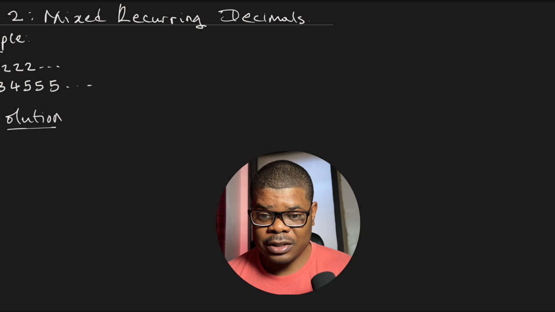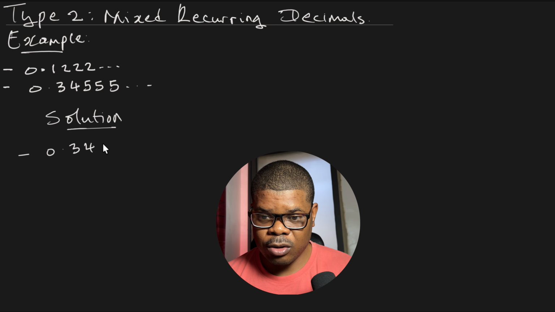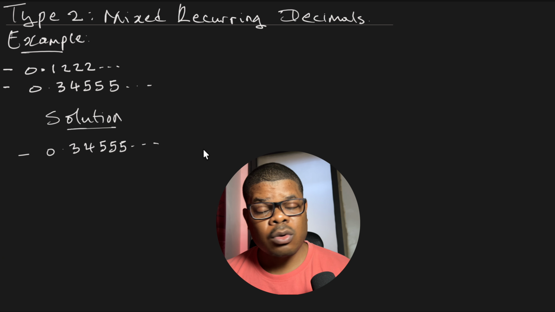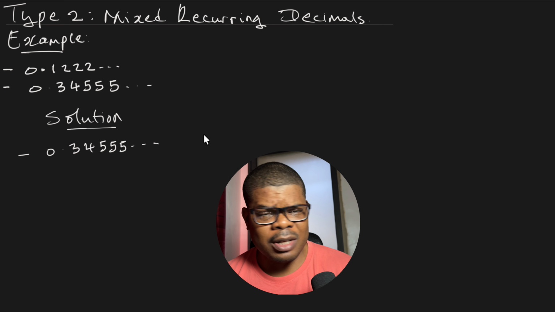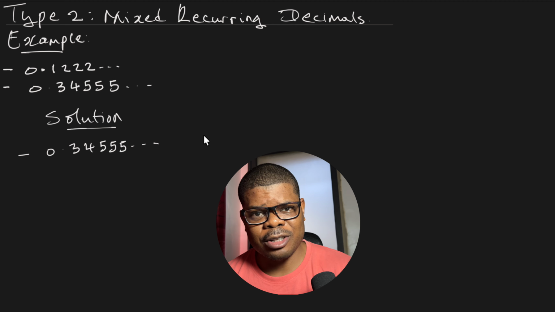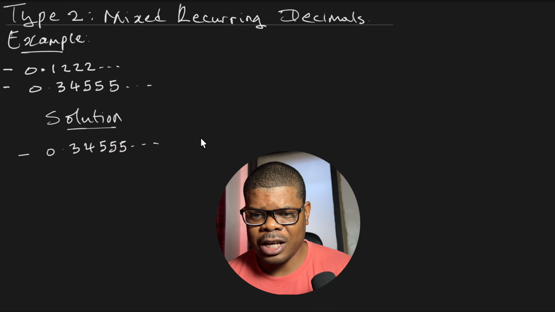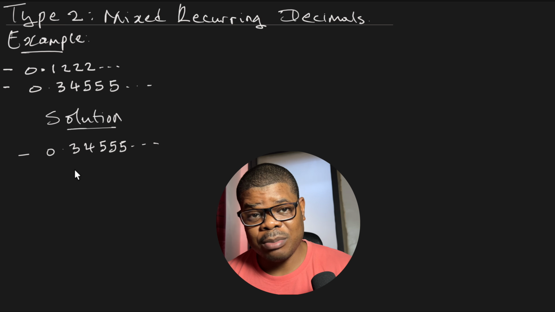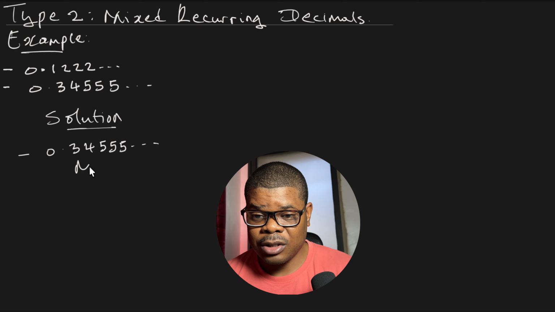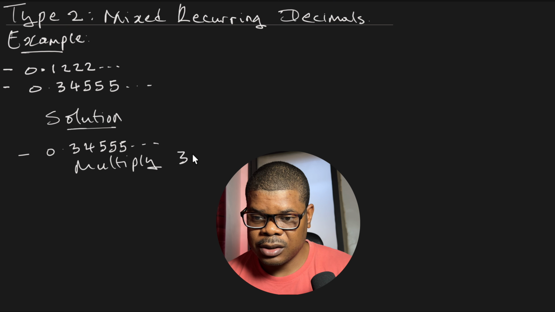The next one is 0.34555. So we're also going to multiply, but can you guess the number of times we are to multiply this one? So let me just give you a little second. So what do you think? How many times? All right, if you said multiply 3 times, you're correct. So that means we have to multiply 3 times.